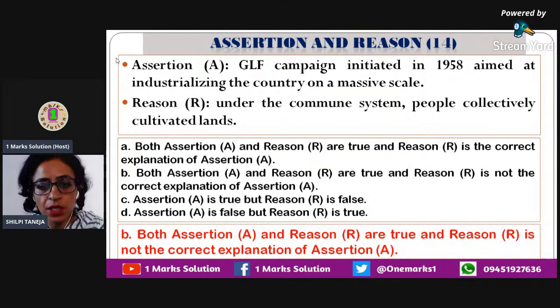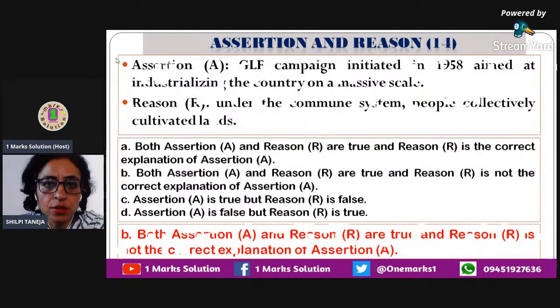So both the statements are true, but they are not the correct explanation. Means reason is not the correct explanation of assertion. So we will go for option B in this question.